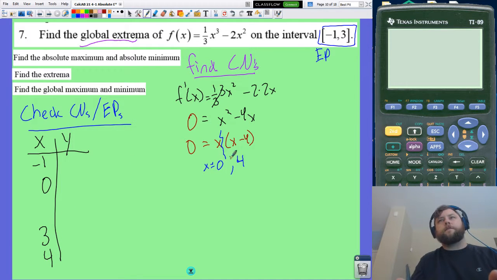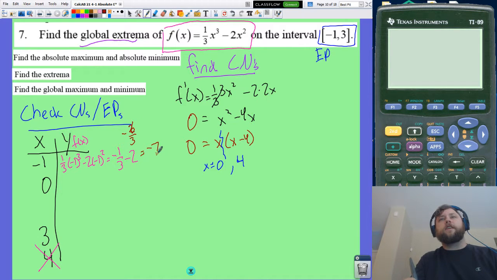Now, here's the thing. We're only talking about the interval from -1 to 3. So although 4 is a critical number, it is outside my domain, so we do not do 4. We're only doing -1, 0, and 3. You are going to find the y value, so that means plug it into the original equation, which is f of x. So plugging in a -1, I get 1/3 times -1 cubed minus 2 times -1 squared. -1 cubed is -1, so it's -1/3, and this will be minus 2.